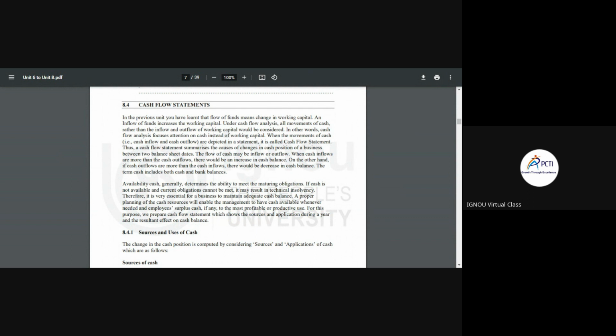For example, we are making the financial statements and the cash flow statement for the year ending 2023, that will be ending on 31st March 2024. So we make the cash flow statement till 31st March 2024. All the inflow and outflow of cash will be shown in that particular statement. In the cash flow statement, both cash balances and bank balances come under the cash flow statement.